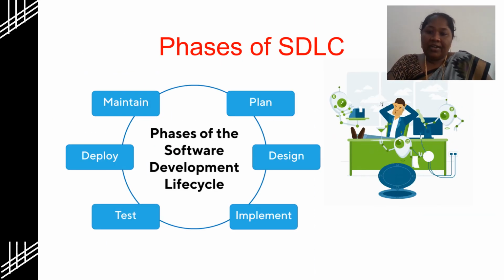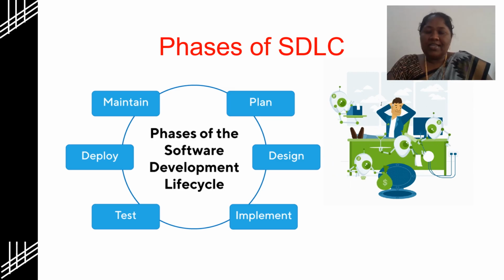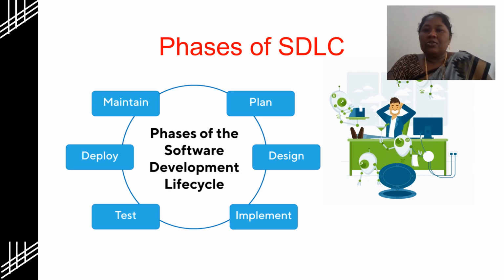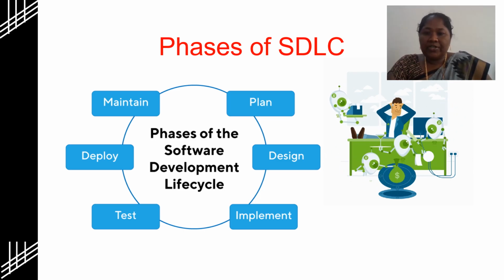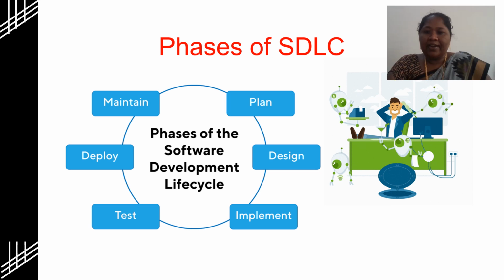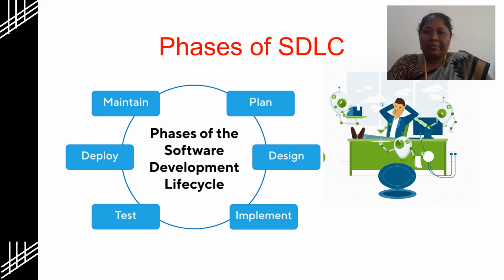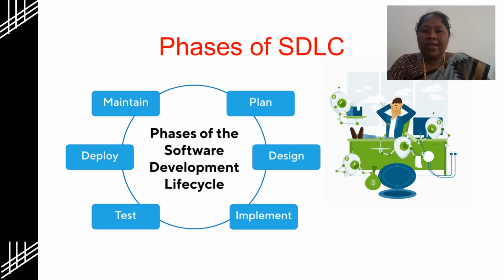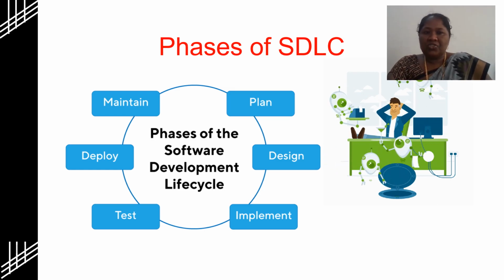So what are the different phases involved in this software development life cycle? It's a routine cycle, which is why it is shown in a circle. So it is going to be repeated again. It's an iterative process. It starts from here: planning and designing, implementation, the next testing and deployment, and maintenance. So these are the 6 phases involved in the software development life cycle.